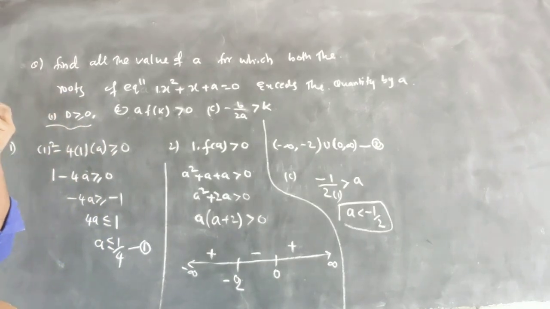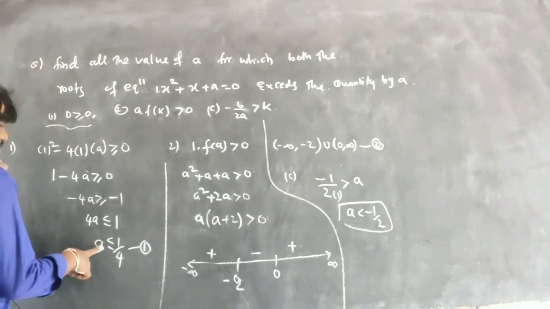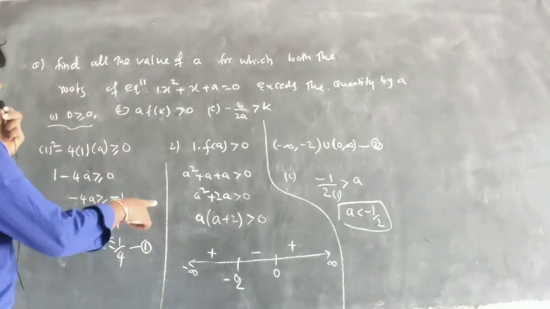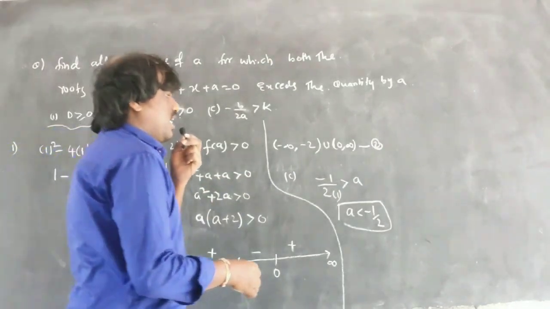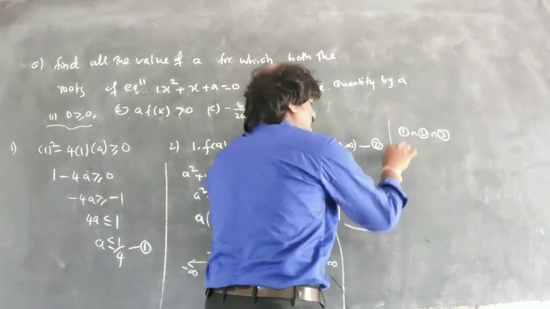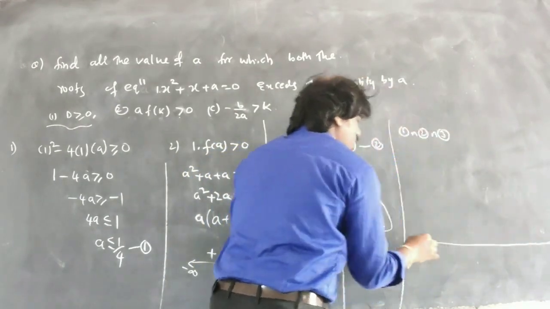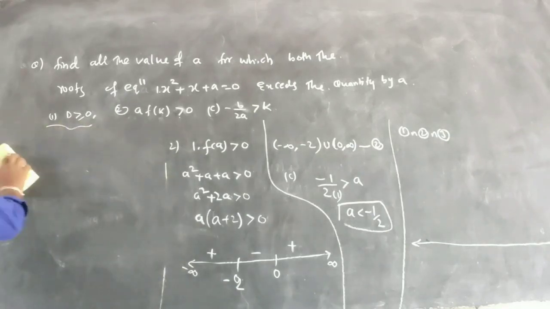Hope you understand this. If you don't know, just do cross multiplication and you will get it. So a is less than minus half. From case 1 you got a less than or equal to 1 by 4, and from case 2 you got this one. So you have to do the intersection of all these 3: case 1 intersection 2 intersection 3 is my final answer, correct? Let me do it here, it will be more clear.